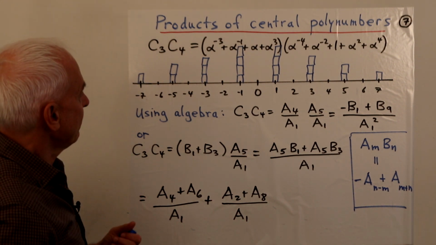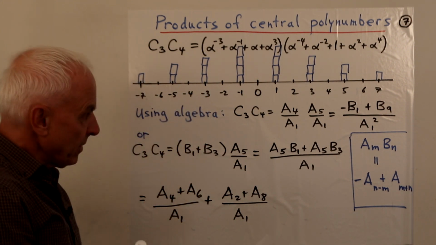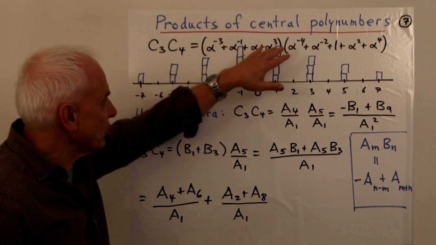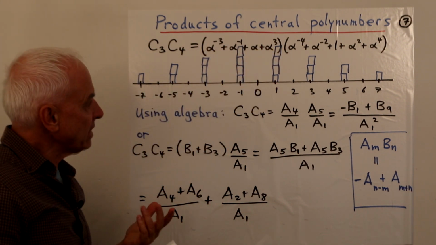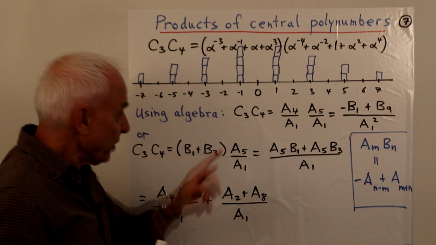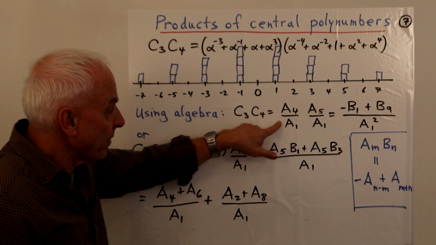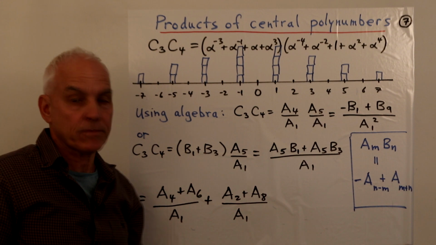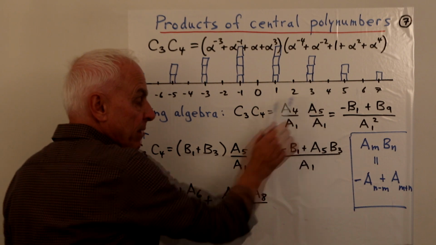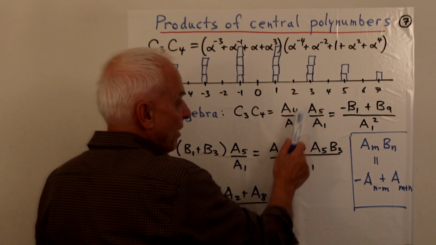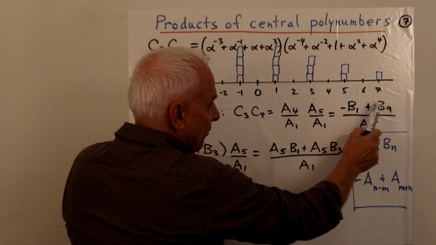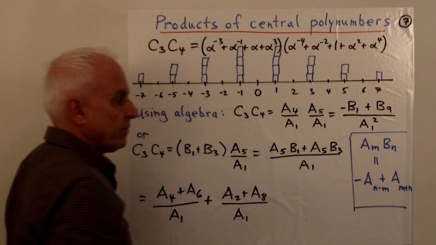Okay, let me just leave it at that, and before we interpret this, let me see if we could do this in another way. Suppose we didn't want to actually do the multiplication, but just wanted to use some of the formulas that we already know. So in particular, we know the Weil character formula. We know that C3 is A4 over A1, and C4 is A5 over A1. So one thing we could do is look at one of those prior formulas that tells us how to multiply two A's. So A4 times A5 turns out to be minus B1 plus B9. So we could write it like this: minus B1 plus B9 over A1 squared.